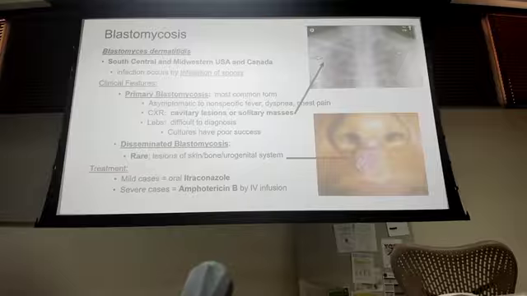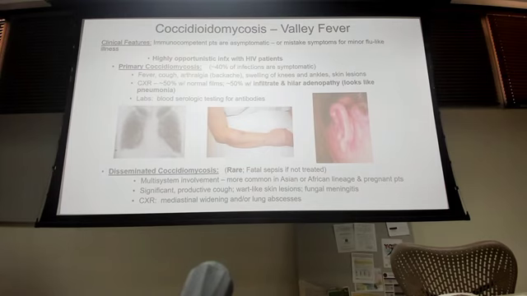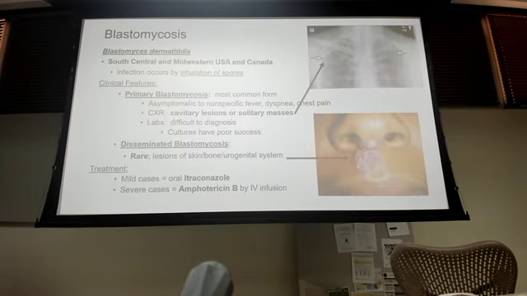Disseminated is very rare, but has these wart-like lesions. What other stuff can cause wart-like lesions? Herpes? Herpes usually doesn't cause wart-like lesions, it just causes those lesions. What else could that be? HPV, right? What other fungal disorders? The one we just talked about, right? They had the wart-like lesions right here. So, treatment, again: mild cases, oral antifungal; severe cases, it's going to be IV.